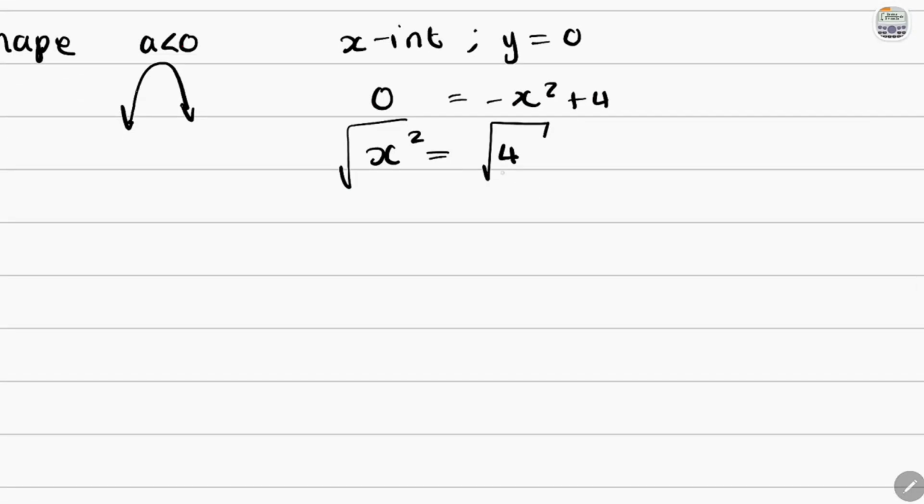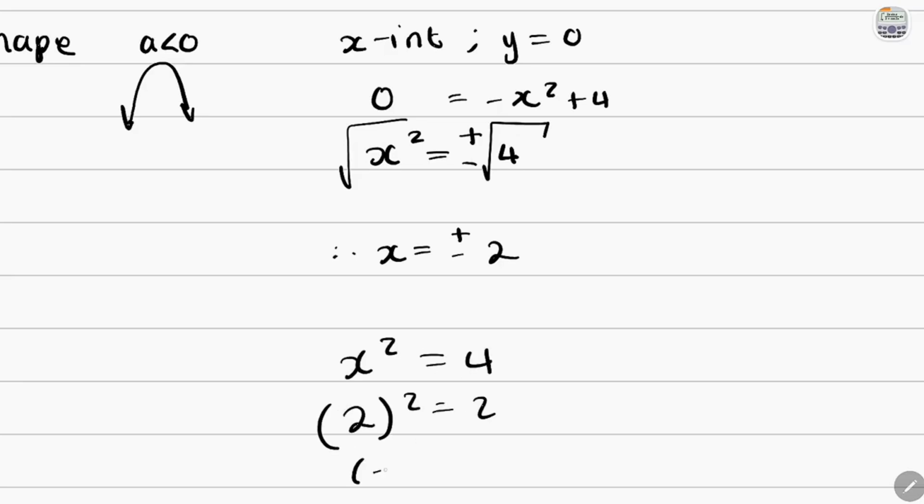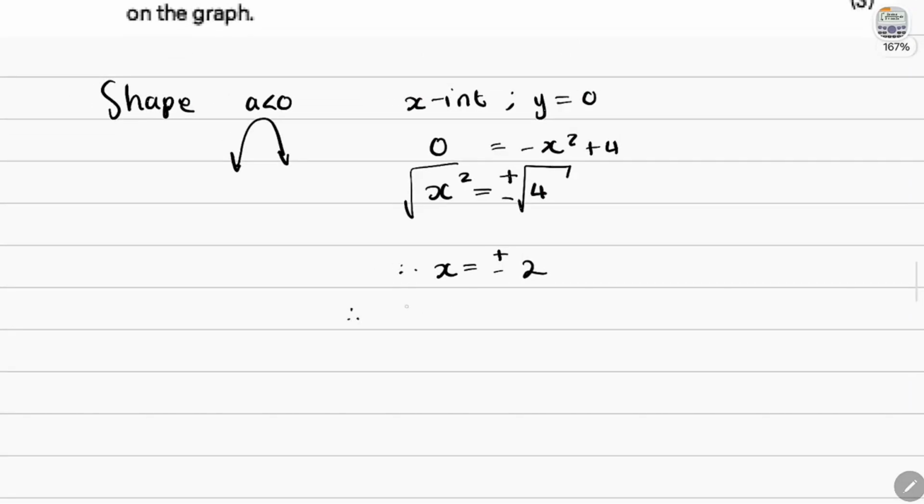But we are square rooting, so we need to consider the positive and the negative solution because this is an equation. We have two solutions, okay? We know that finally x is equal to positive or negative 2, because x squared is equal to 4. So we know 2 squared is 4, but negative 2 squared is also 4. So that is our answer there. And so our x-intercepts are simply negative 2 and 0 and 2 and 0.